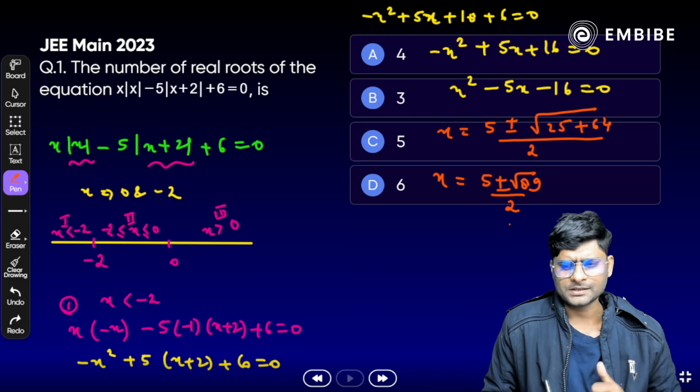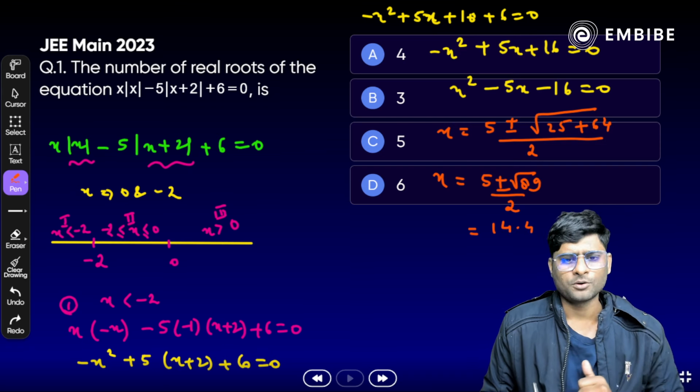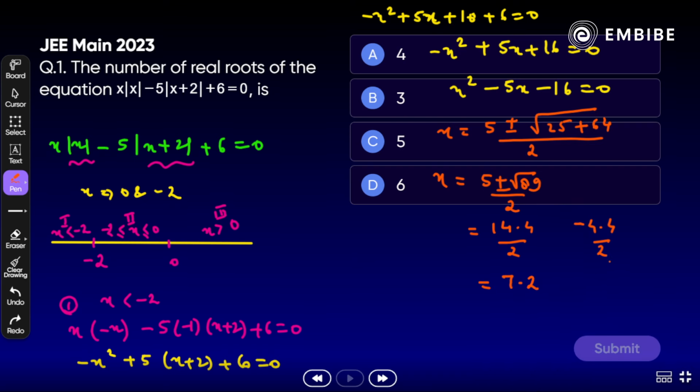Is it? So if we substitute, what do we get here? Like 5 plus 9.4, that is 14.4, and 5 minus 9.4, that is minus 4.4, divided by 2. We get 7.2 and minus 2.2 here. So which one do we have to accept here? In that particular region, the first region, we have to accept minus 2.2, correct? So we have one real root in the first case. Is it? Yes, clear.